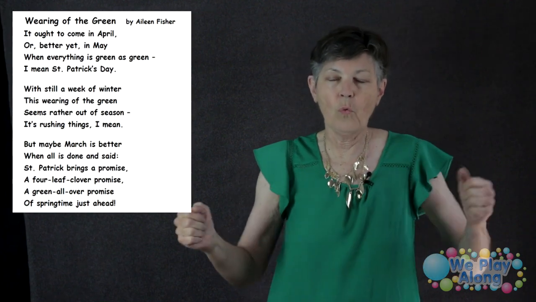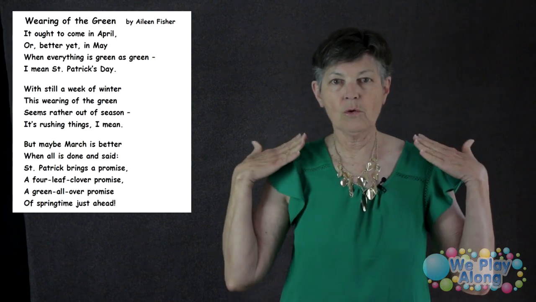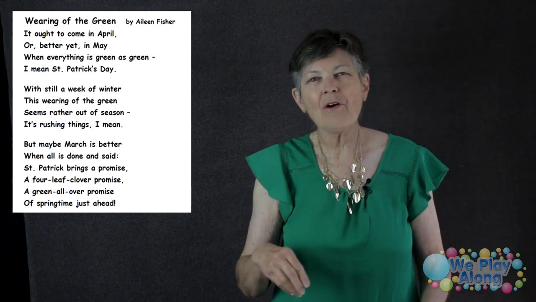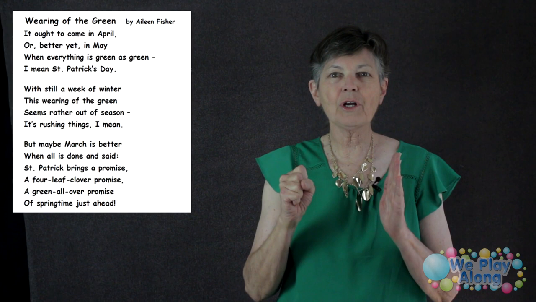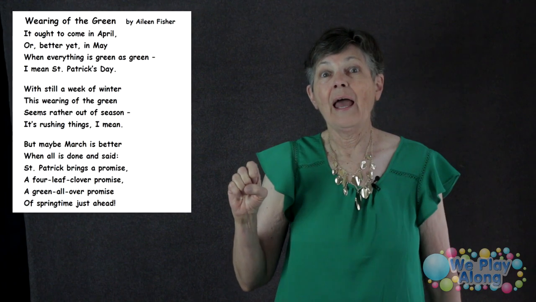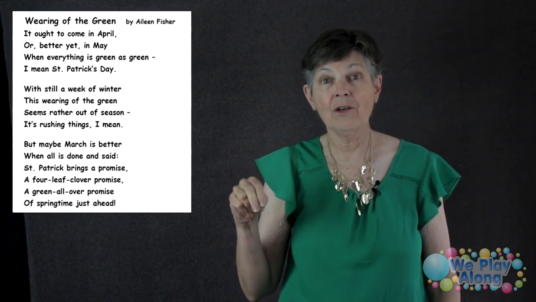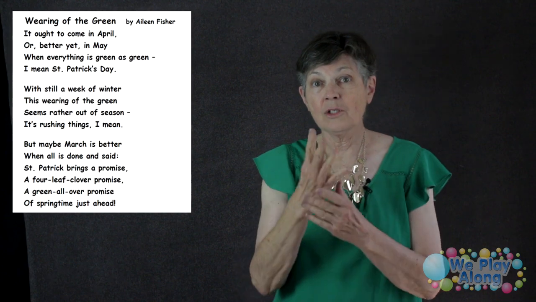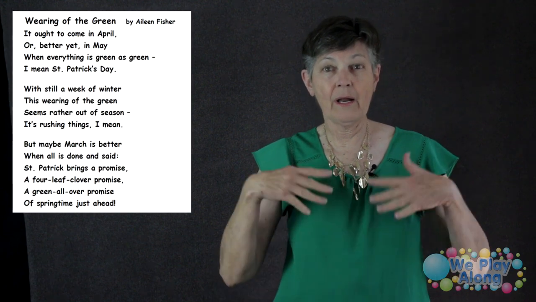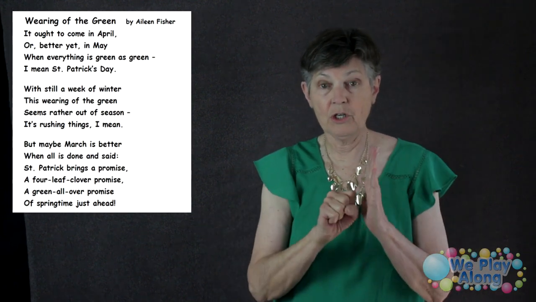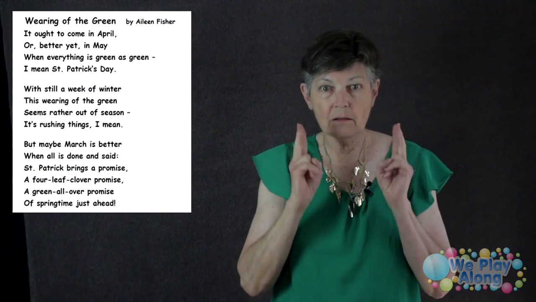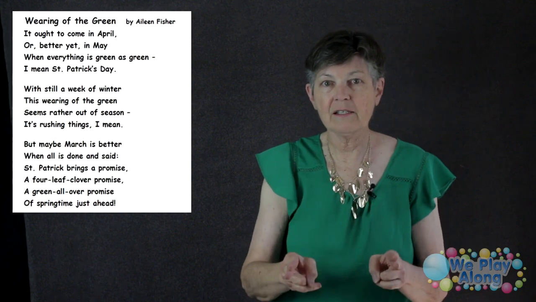A week of winter, winter's cold, this wearing of the green seems rather out of season. And we're going to do a C sign here, and because season in ASL, you spell it S-E-A-S-O-N, and then you go winter, spring, fall, and or summer and fall. So it's a little bit complicated. We want it to be just fun, right? So we're going to do season, like it's going all the way around. It's rushing. Whew. It's hurrying. Rushing things, I mean.